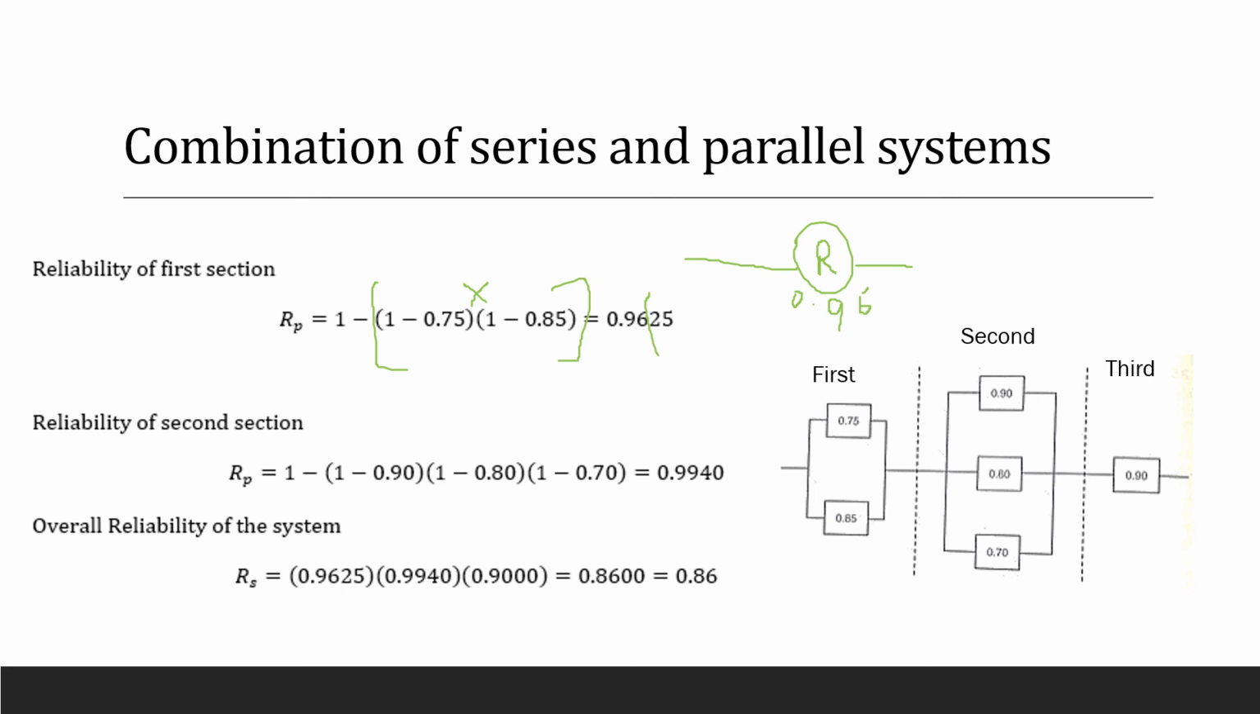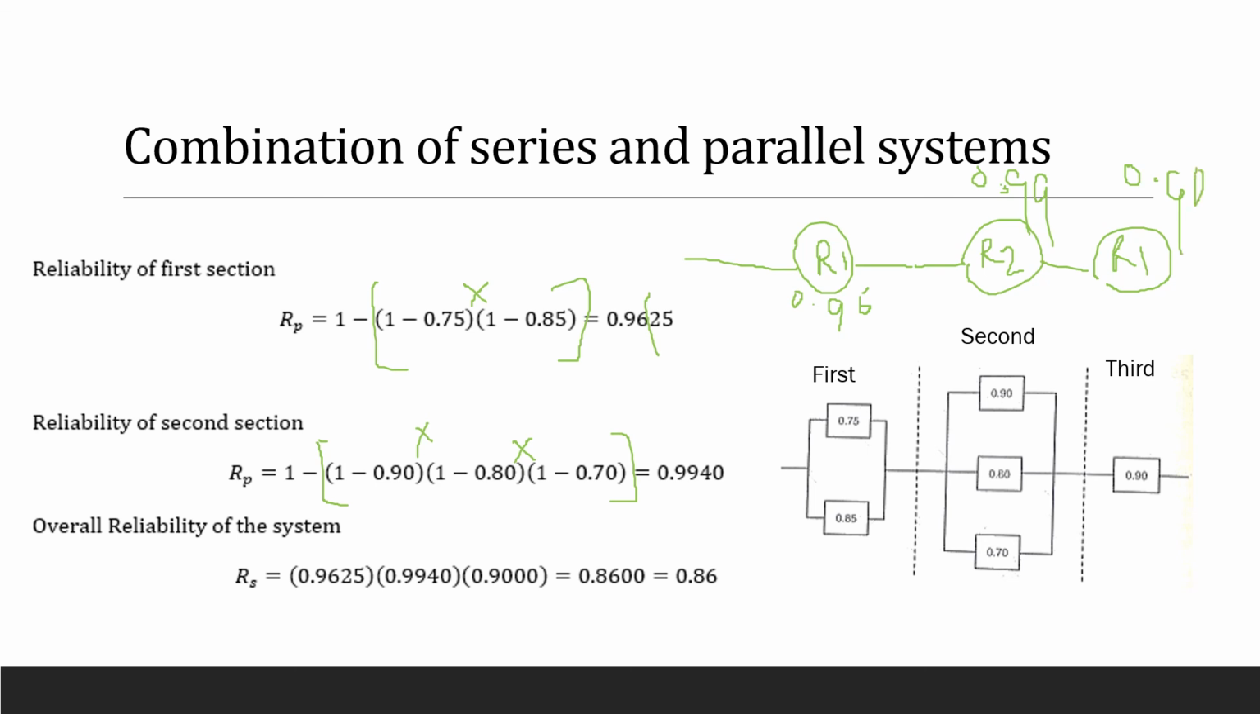Now we're going to do the same thing for the second part. There's your first part, your second part. The second part has 3 components in parallel. We do the same thing: get the failure of each component by taking the reliability out of one, multiply them, and take that off from 1, and you get the reliability of this parallel arrangement. So that's 99%, 0.99 right here. The third one is just a single component, so that's 0.90.